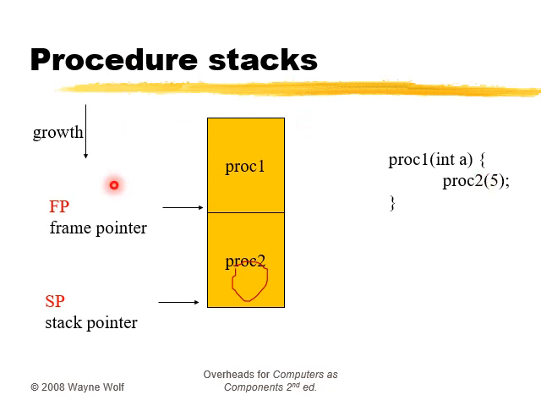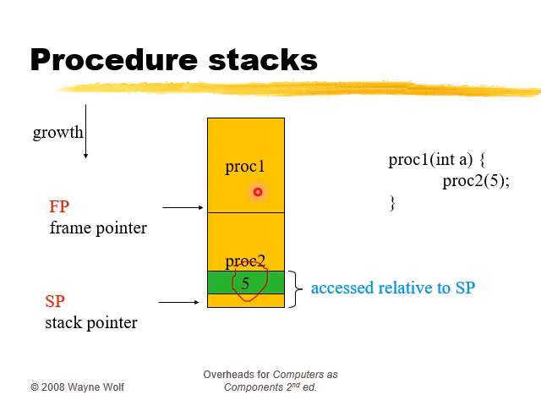The stack pointer defines the end of the current frame, while the frame pointer defines the end of the last procedure. So this is our last procedure, and we are currently at this one. Procedure 2 is our current procedure. So the stack pointer points to the end of the current procedure, whereas the frame pointer points to the end of the last procedure.